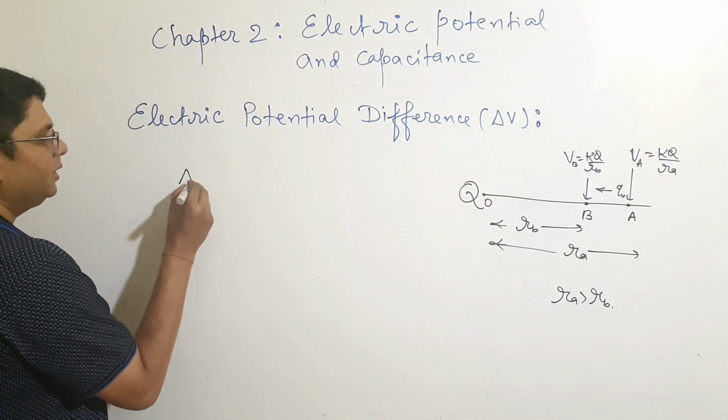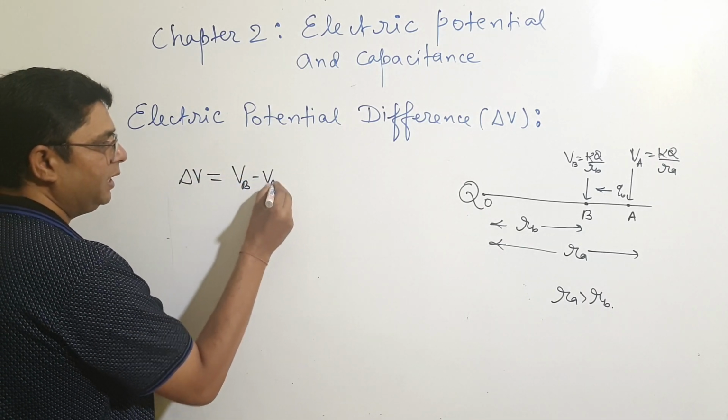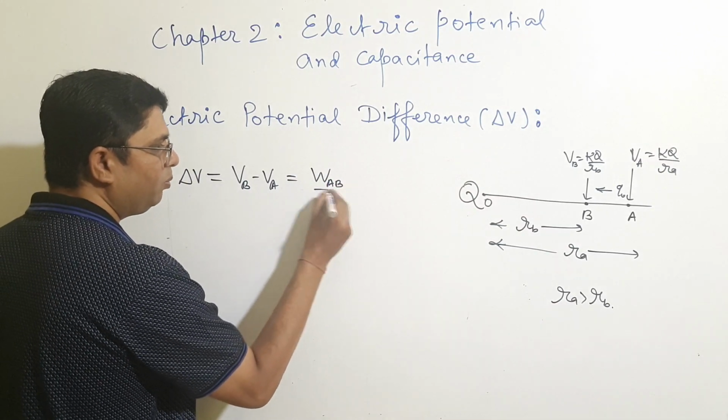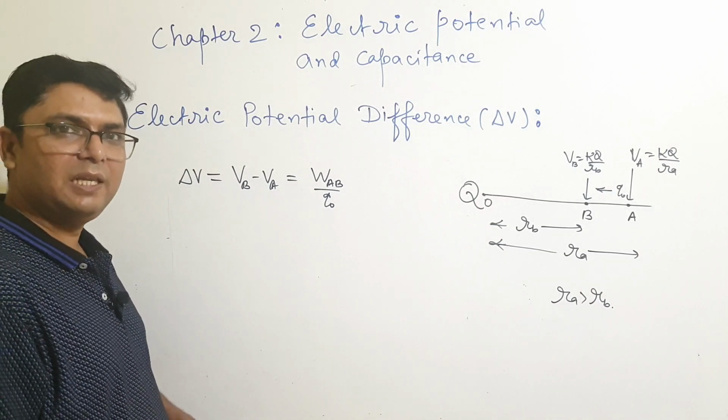This means that potential difference delta V equals VB minus VA, which is equal to work done in moving the charge from A to B upon Q naught. So potential difference is a scalar quantity.